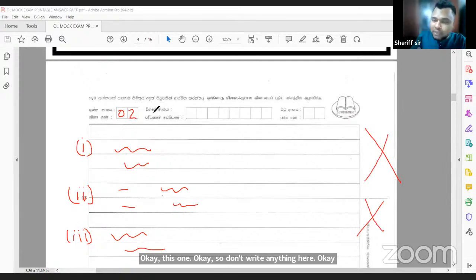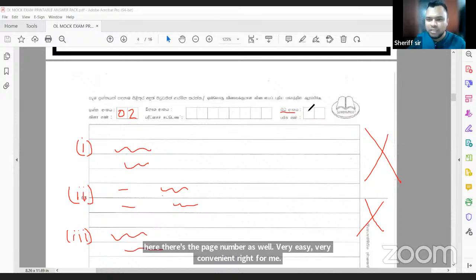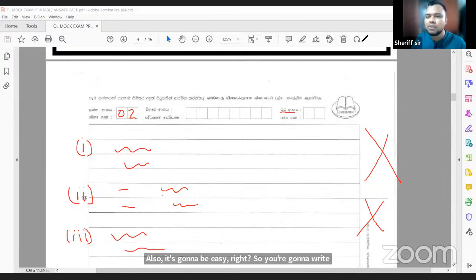So to give you the real practice only, I gave you this. So here there's the page number as well. Very easy, very convenient, right? For me also, it's going to be easy, right? So you're going to write page number 1 or 2 or whatever it is in order. Everybody got it? Any questions up to now? Please ask.